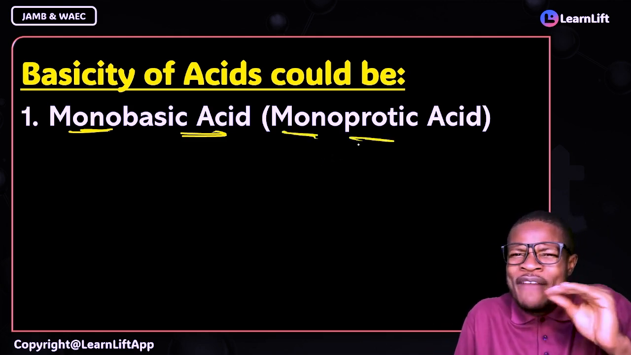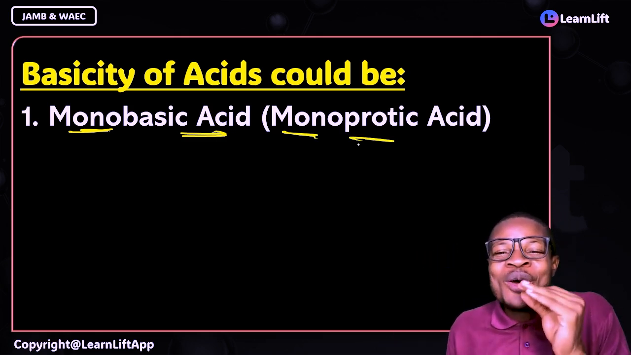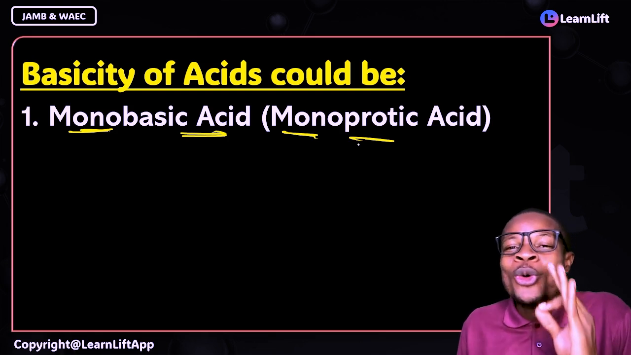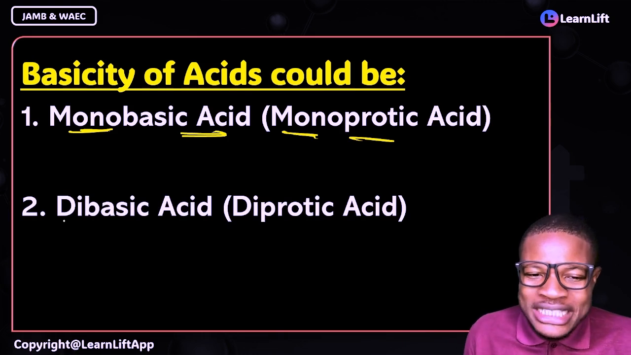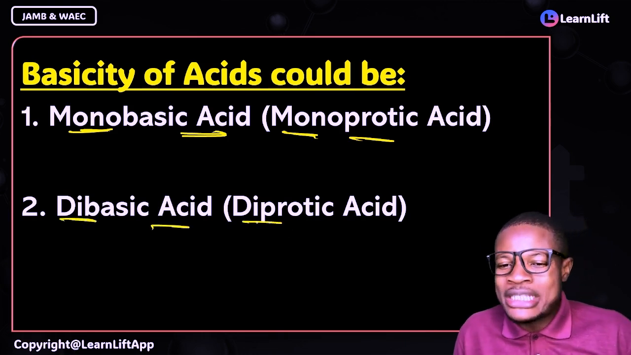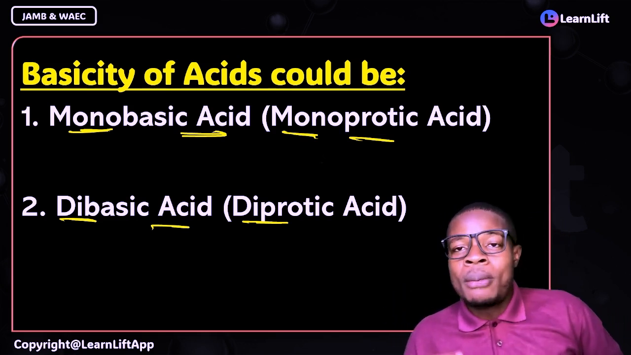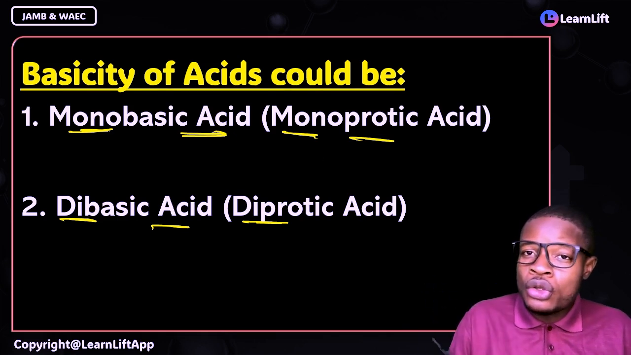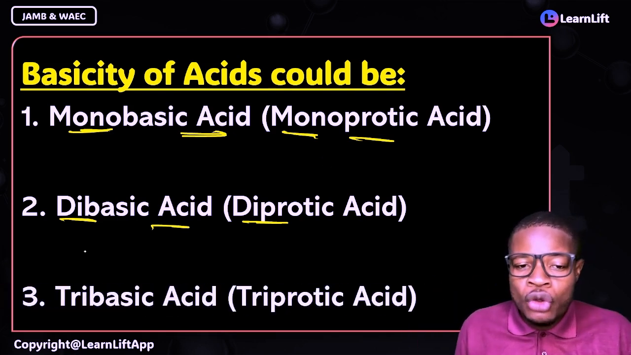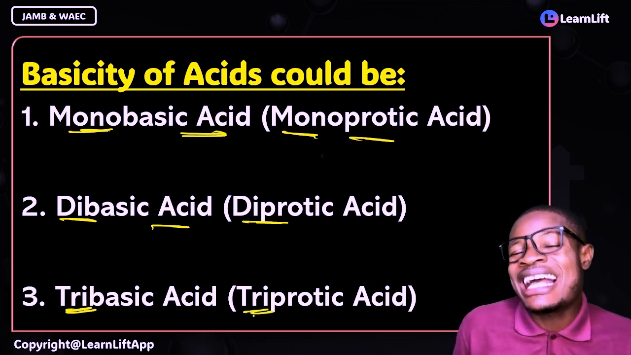If you are feeling it and you understand it, just type clock it. So what do we call monobasic acid? It's also called your monoprotic acid. Number 2 is the one we call your dibasic acid or your diprotic acid. So it's either you call it your dibasic acid or your diprotic acid. Number 1 is called monobasic acid or monoprotic acid. Number 2 is called dibasic or diprotic acid. Number 3 is called your tribasic or your triprotic acid.